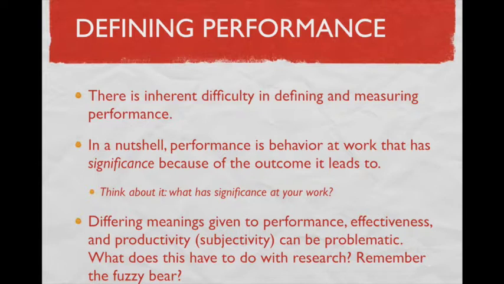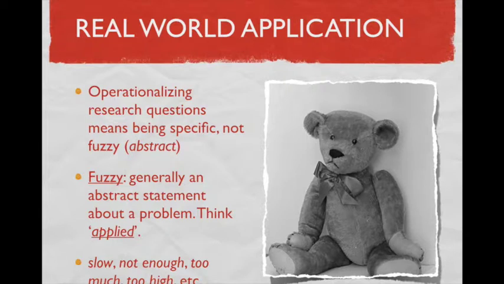There are differing meanings given to performance, effectiveness, and productivity. All of these are oftentimes subjective measures. They're often subjective because they're based on someone else's interpretation. These things can be problematic. Well, what does subjectivity in the area of performance and effectiveness and productivity actually have to do with research? We have to go back a couple of classes and remember our friend the fuzzy bear.